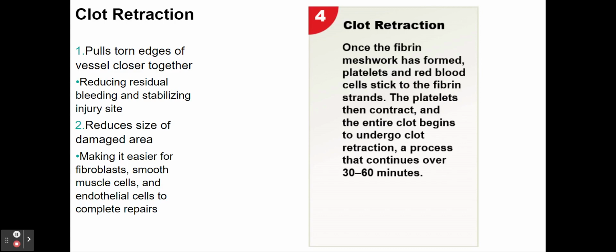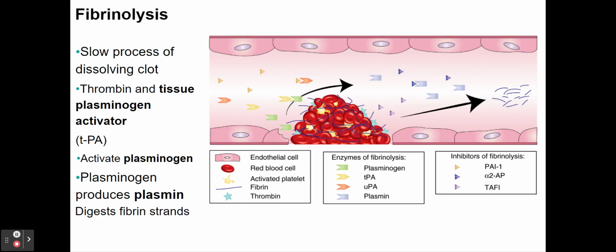Clot retraction, or syneresis, pulls the torn edges of the vessel closer together. This process reduces residual bleeding and stabilizes the injury site. The process also reduces the size of the damaged area, making it easier for fibroblasts, smooth muscle cells, and endothelial cells to complete repairs. As the repairs proceed, the clot gradually dissolves in a process called fibrinolysis.